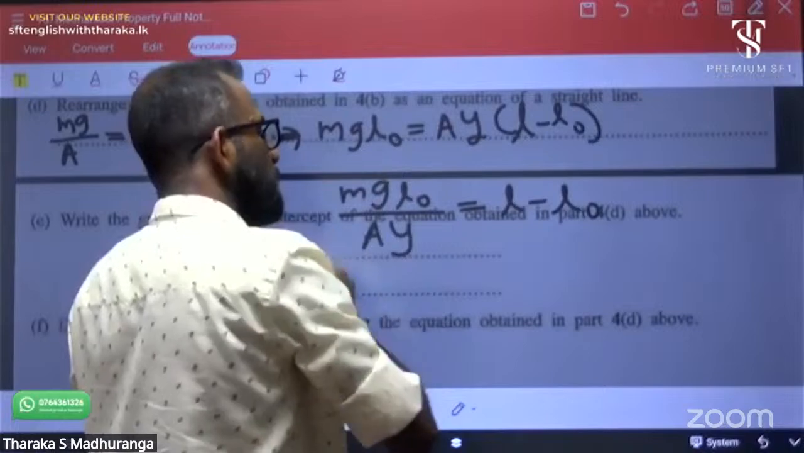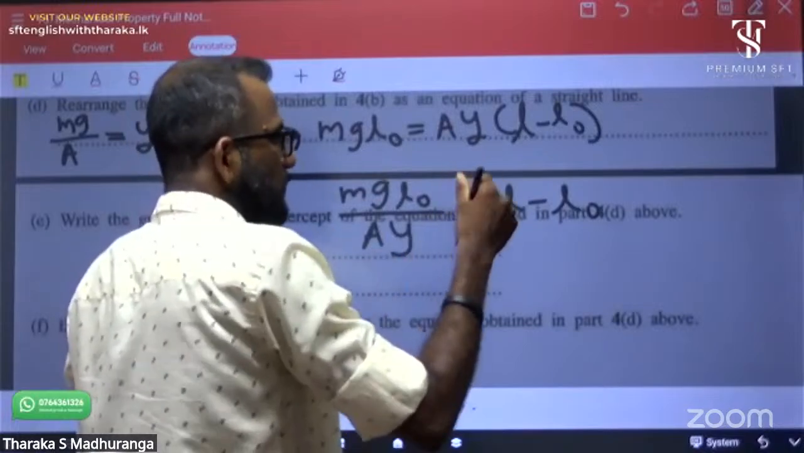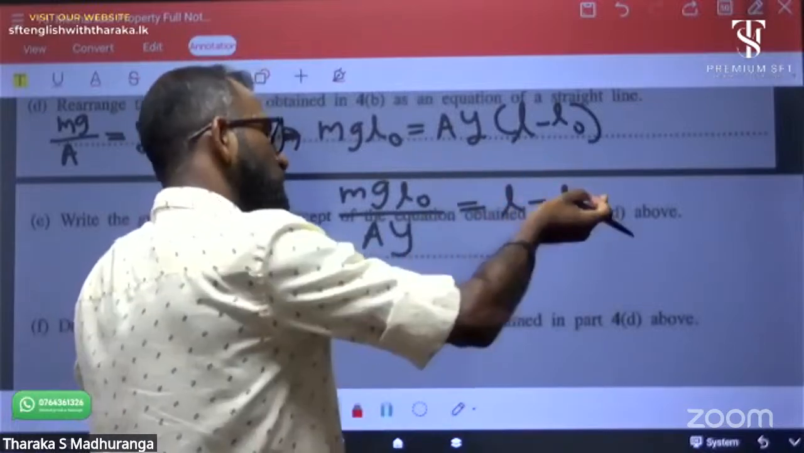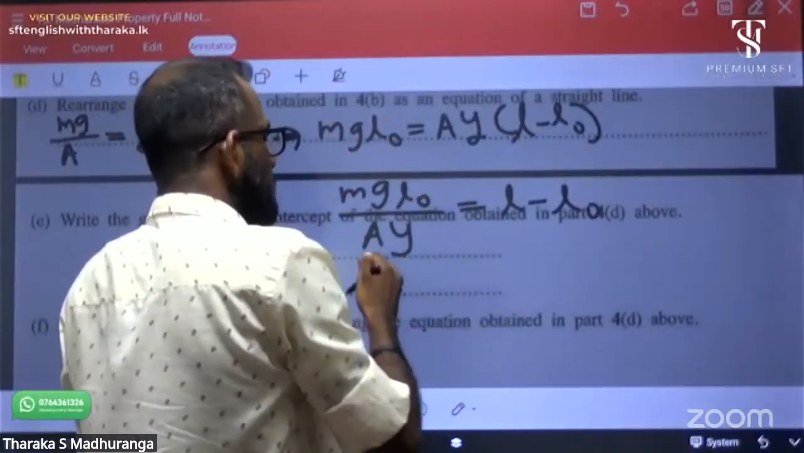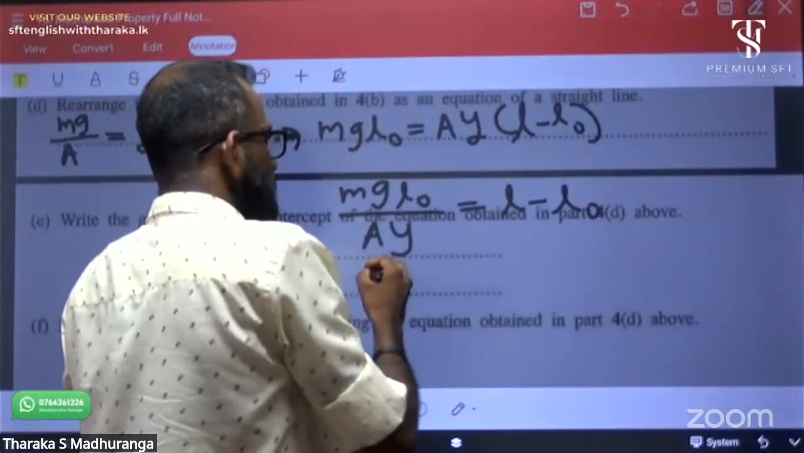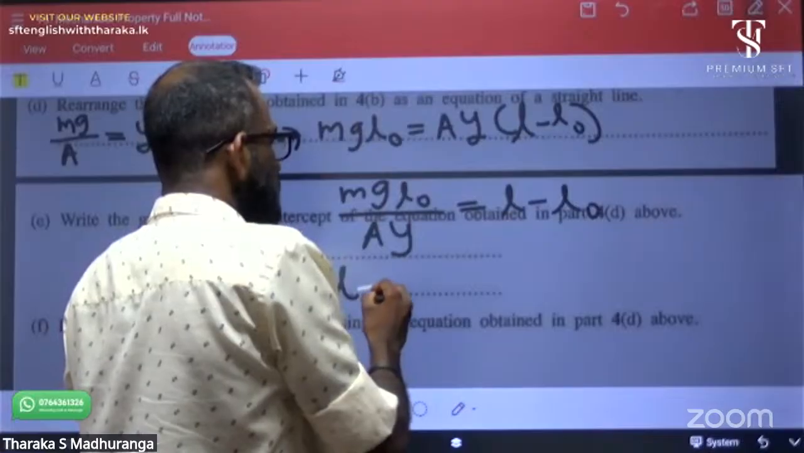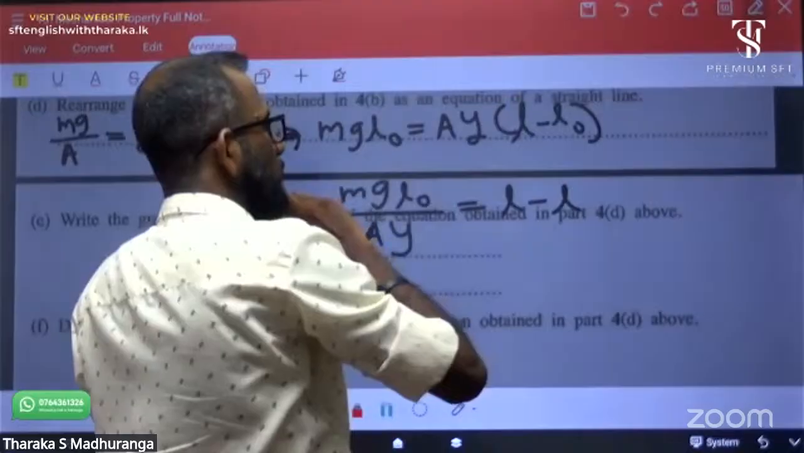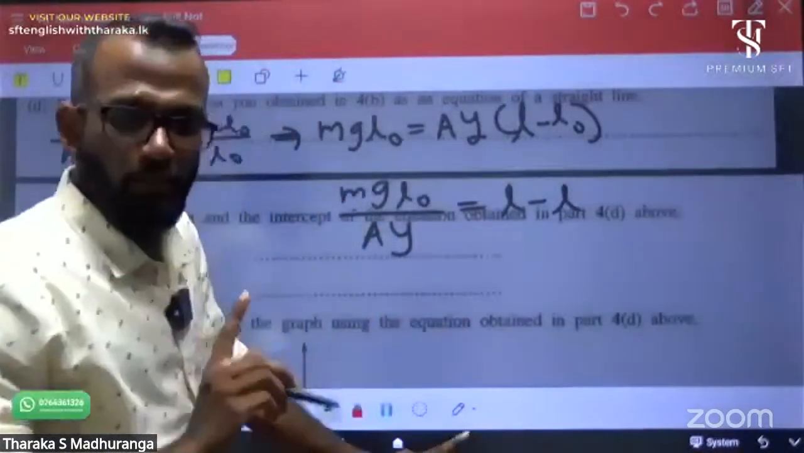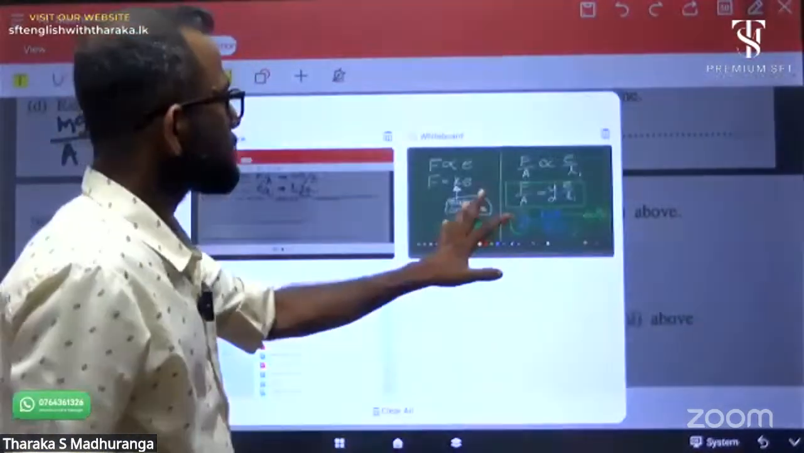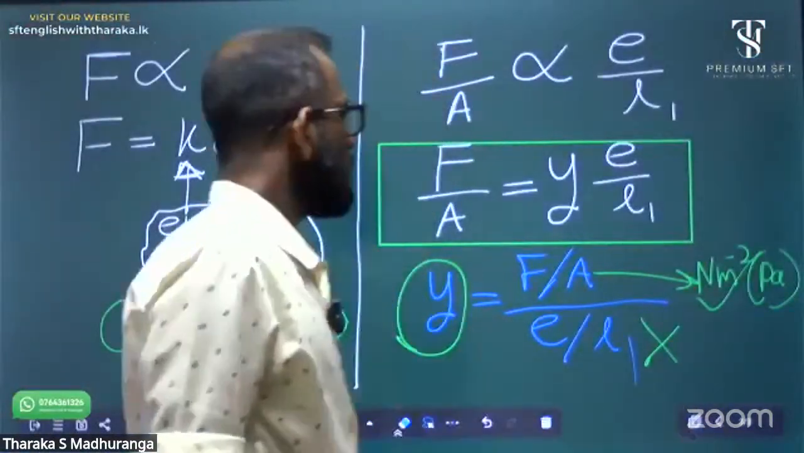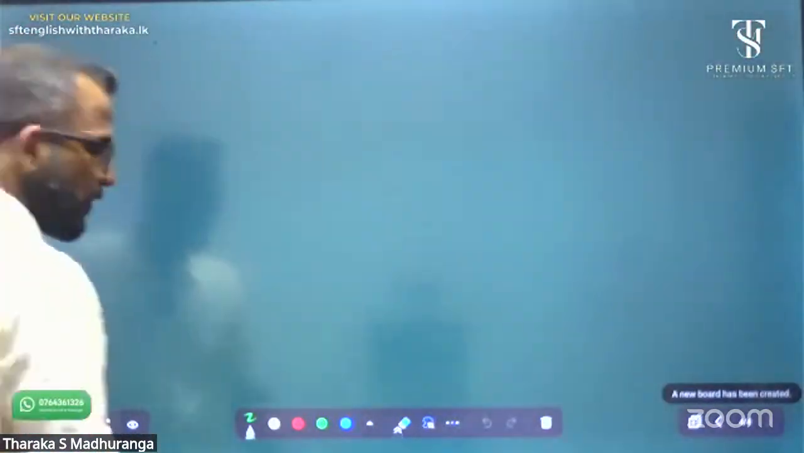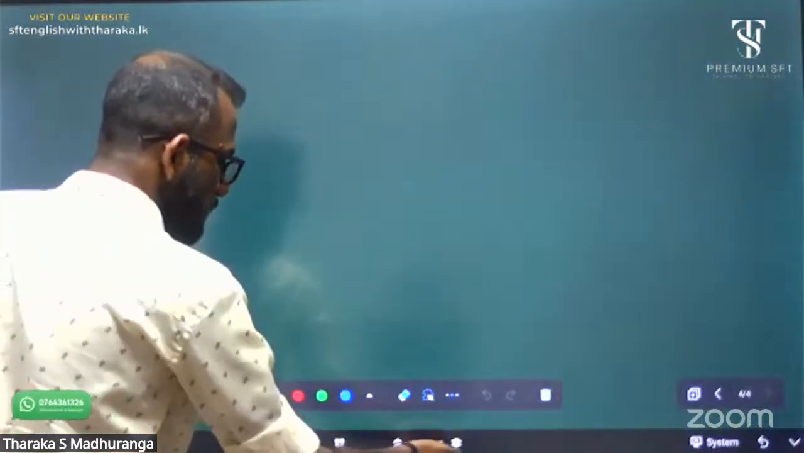Let's take L naught to this side. It's a little bit complicated, but L naught gets into this side. Then I will write it this way; if I write L equal, it confuses things. Okay, I'll make this on the board. It's a very simple thing. Look at this, clearly understand.